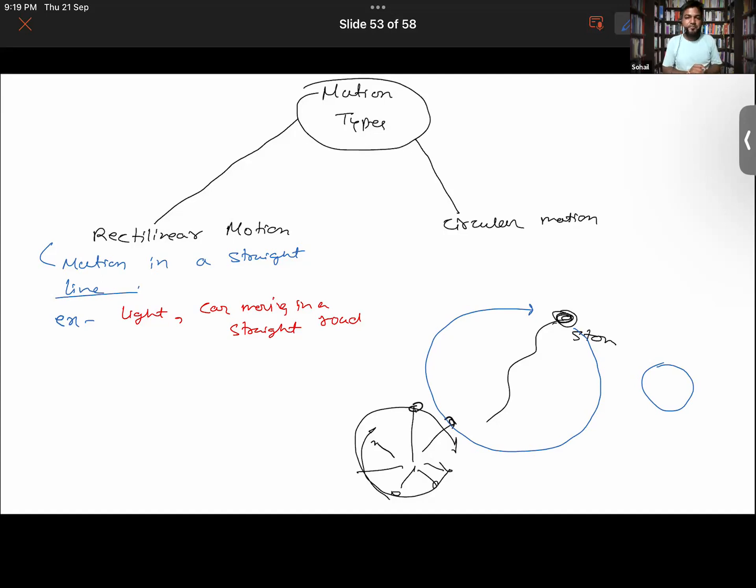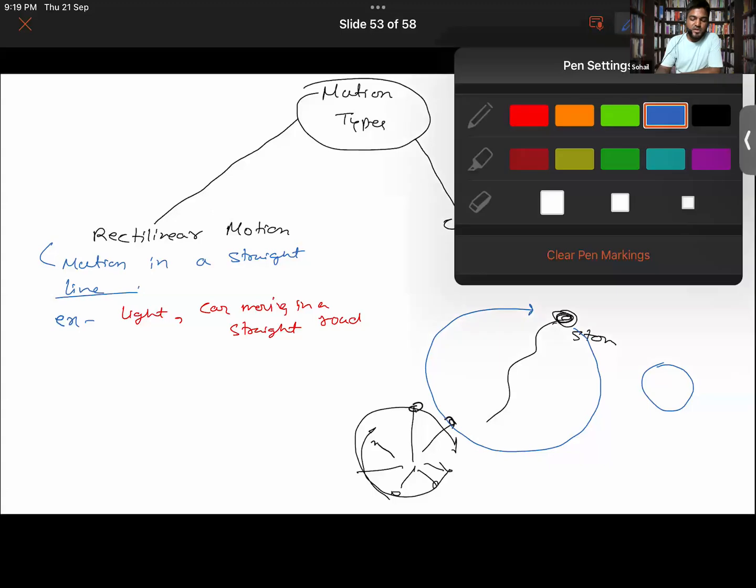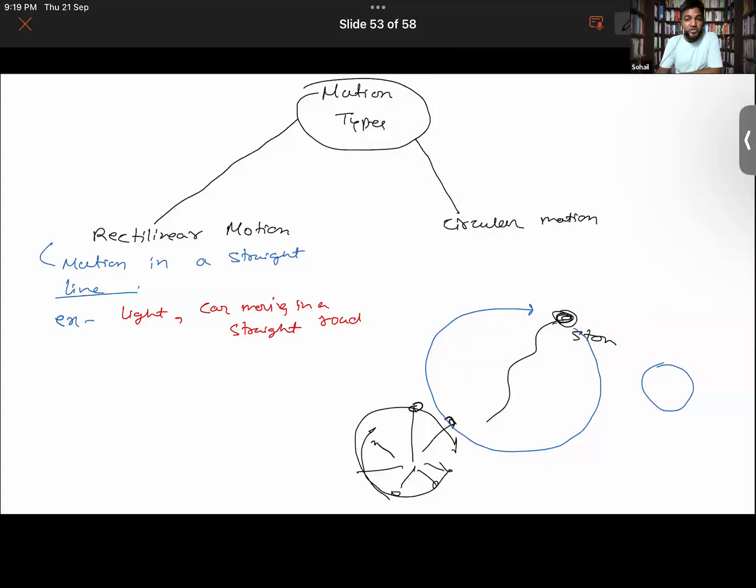Yes, Chikrika. Sir, not all roller coasters can move in a circular motion, right? Not all, some of them. So the planets, the rotation of Earth on its axis, that is also a circular motion. Merry-go-round, that is also an example of circular motion.